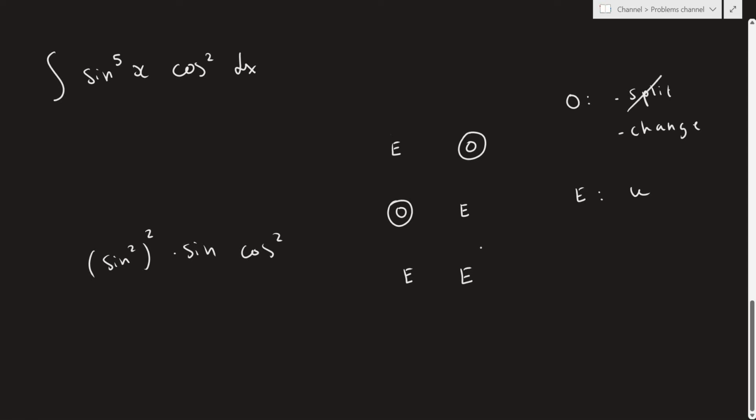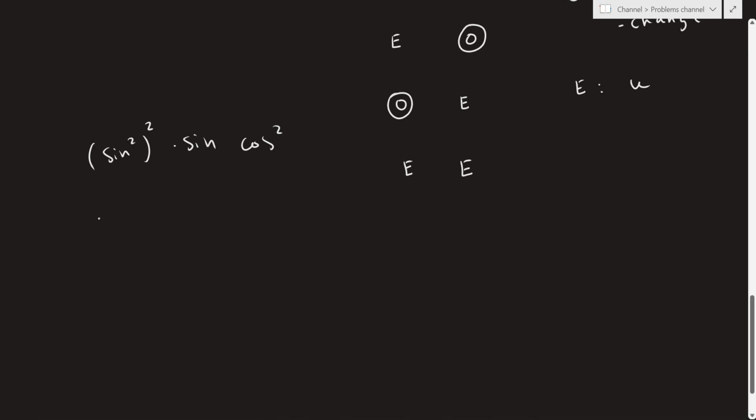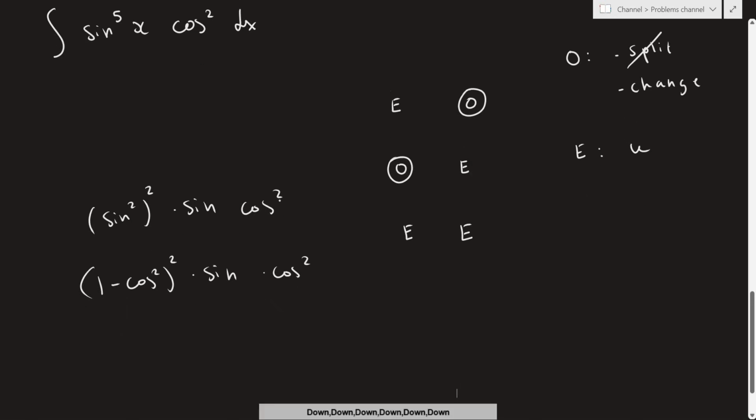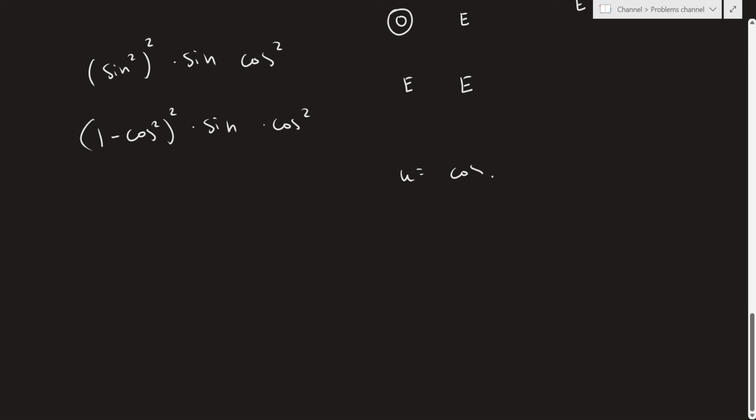Now we change. What I mean by change is that sine squared here can be changed to 1 minus cosine squared, right? So times sine times cosine squared. Finally, I said the even will be substituted by u. In this case, even is cosine, right? So u is equal to cosine. So let's do that: 1 minus u squared, all squared, times sine times u squared. Now find du. Du is negative sine. So dx is equal to 1 over negative sine. So multiply this by 1 over negative sine.